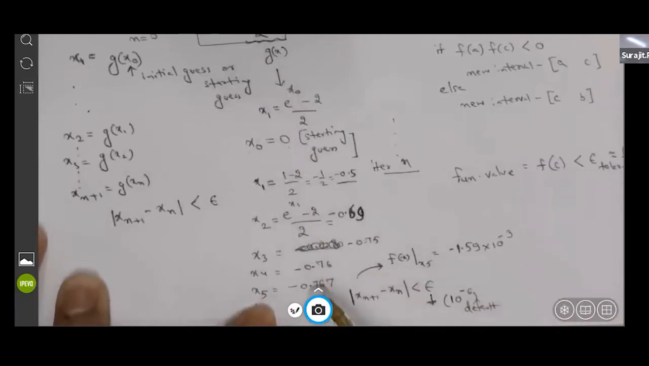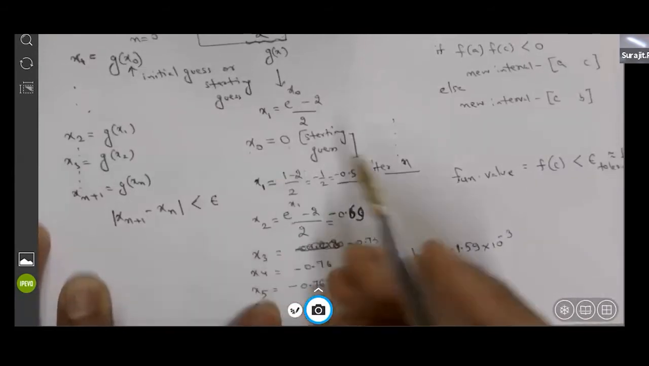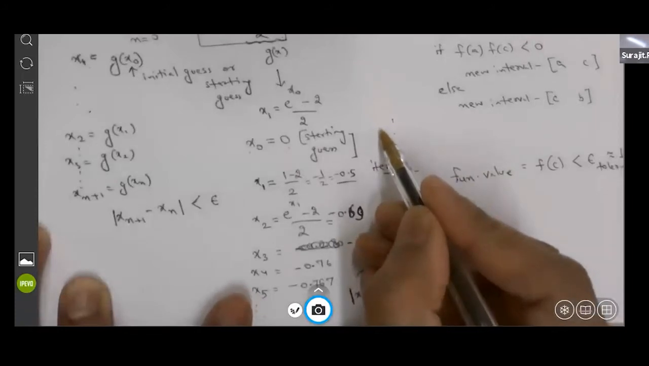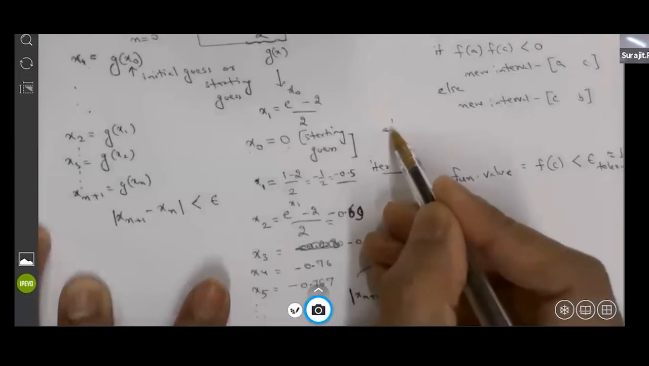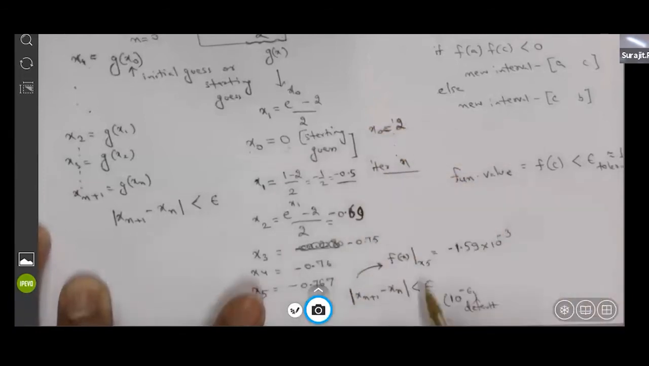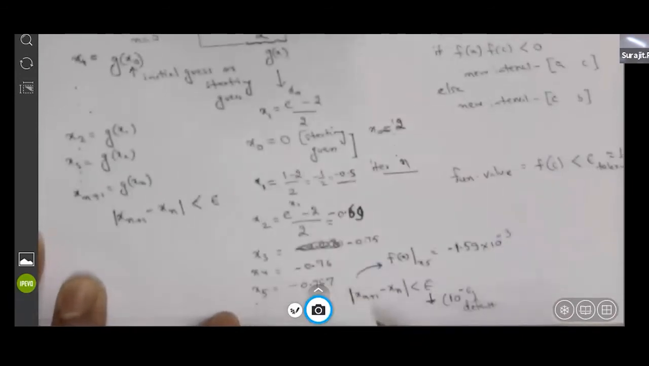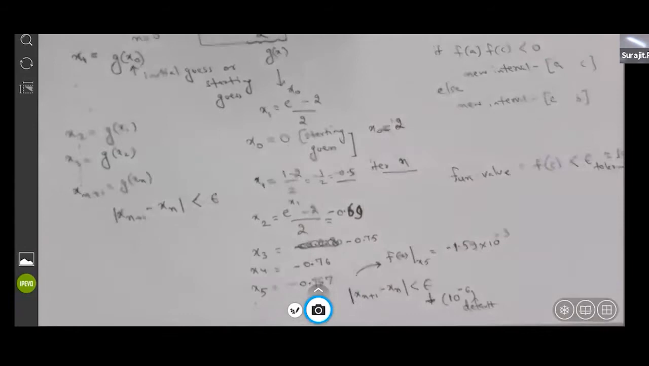So if I start with x0 equal to 0, I get this. Now, I would like you to repeat the same steps, but instead of x0 equal to 0, I will ask you to do it for x0 equal to 2. If you say x0 equals 2, what do you get as x1, x2, x3, x4, x5? You can do that calculation and tell me what x5 will be.